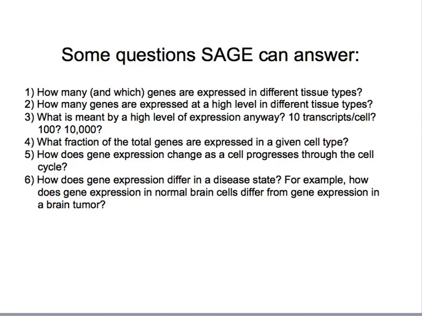You can also try to understand what fraction of total genes are expressed in given cells. How does gene expression change as cells progress through the cell cycle? How does gene expression change in diseases? For example, we just talked about cancer or brain tumor. You can talk about other disease states as well. How does the cell gene expression change during infection? How does gene expression change in a variety of situations? So it's super useful.